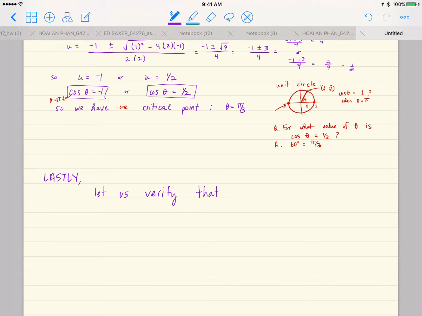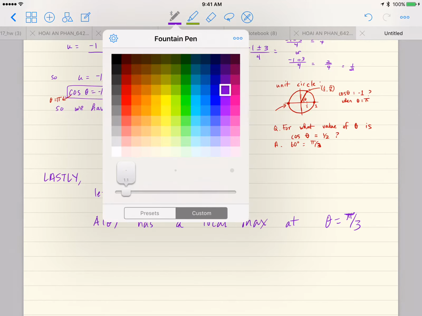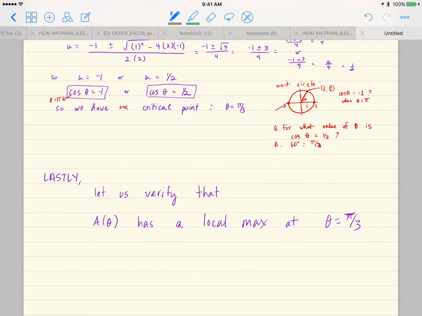that a of theta has a local max at theta equals pi over 3, because essentially we are classifying the critical point, right? Just because you find a critical point doesn't mean it's going to be your answer. You need your critical point to either be the max if you're looking for a max, or be the min if you're looking for a min. Classify that critical point.